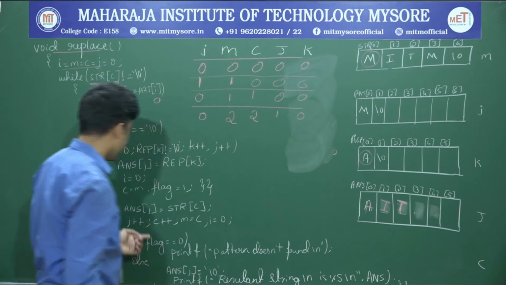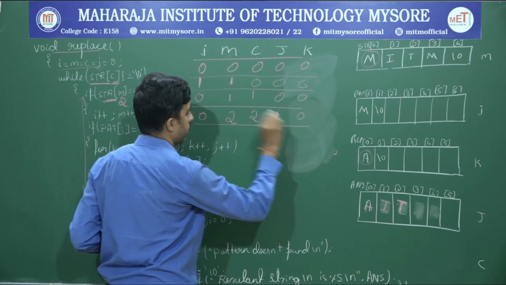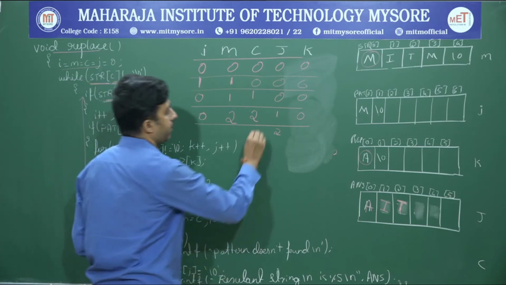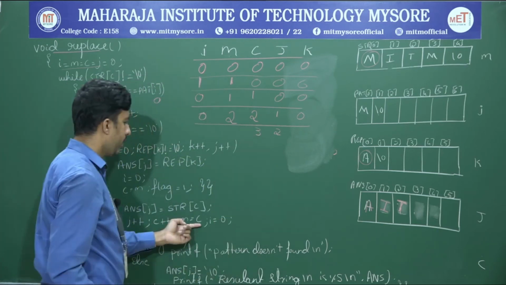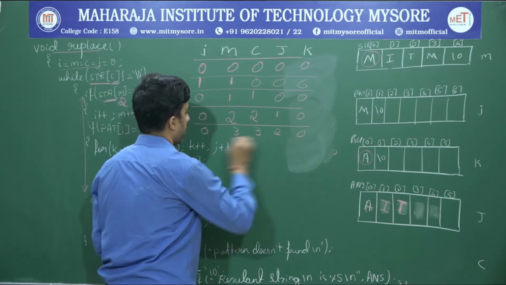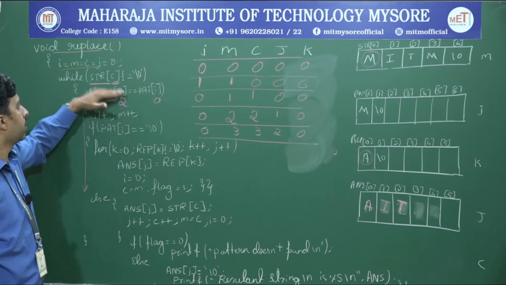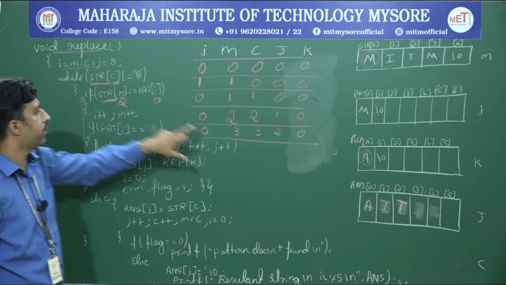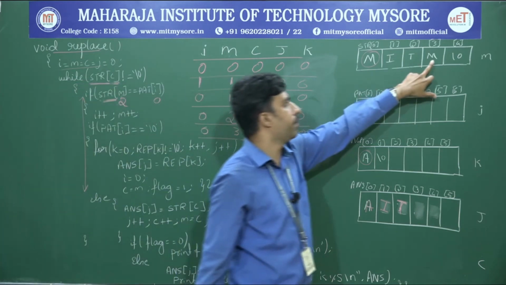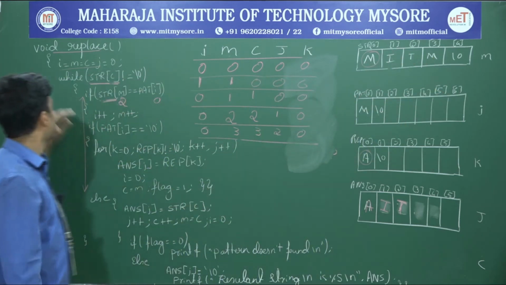Now what happens? j gets incremented, j becomes 2, c gets incremented, c becomes 3, and m becomes 3, i becomes 0, it remains as it is. Now checking that one, what is the c value? str of c, str of 3, is not equal to null, for that reason the while loop continues.